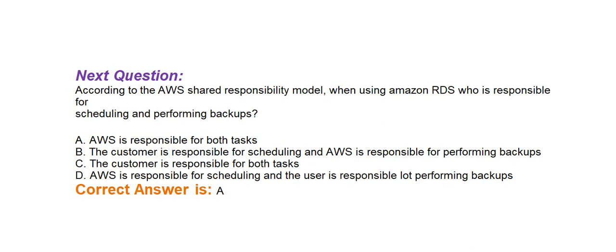Next question is, according to the AWS shared responsibility model, when using Amazon RDS, who is responsible for scheduling and performing backups? Option A, AWS is responsible for both tasks. Option B, the customer is responsible for scheduling and AWS is responsible for performing backups. Option C, the customer is responsible for both tasks. Option D, AWS is responsible for scheduling and the user is responsible for performing backups.